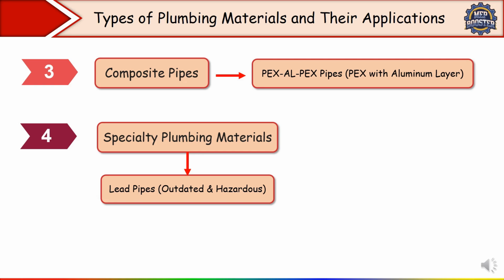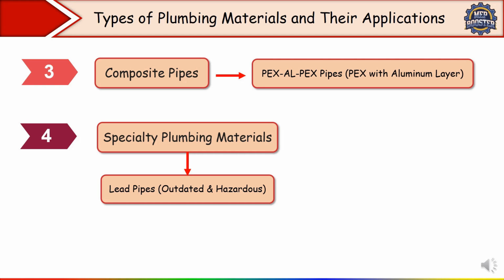But the problem is what with this material or with this pipe? As you know that lead can leach into drinking water and cause severe health problems, especially in children. Okay, it affects brain and nervous system. So it is banned in most countries for potable water systems due to health hazard. Clear?